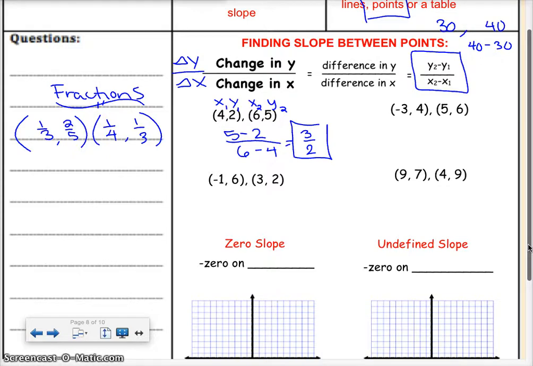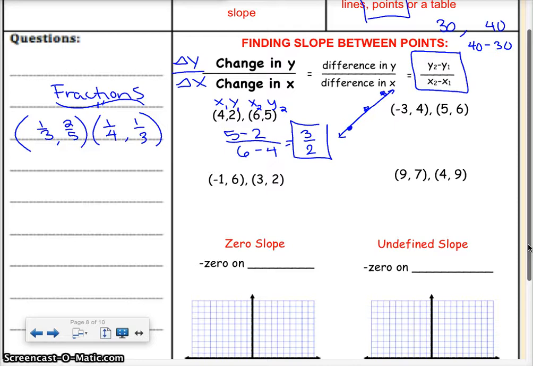Slope is a ratio. A ratio is comparing 2 things. Okay, not a mixed number. A mixed number is 3 things. Okay? So this means if I had a point right here, I would get to my next point by going up 3 over 2. Up 3 over 2. If I had a coordinate plane, that's what my line would look like. It would have a slope like that.